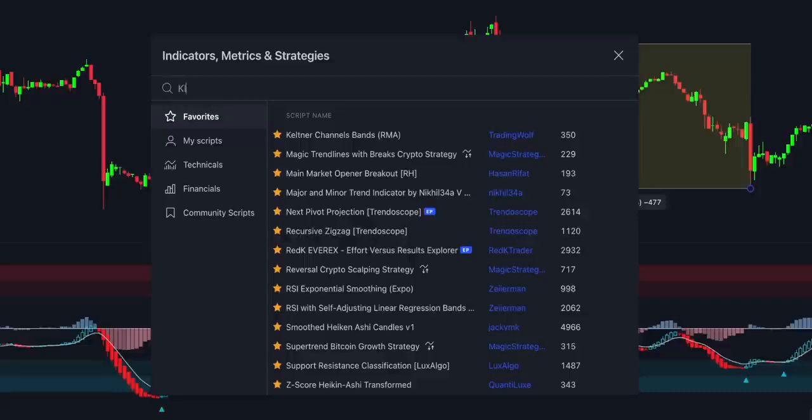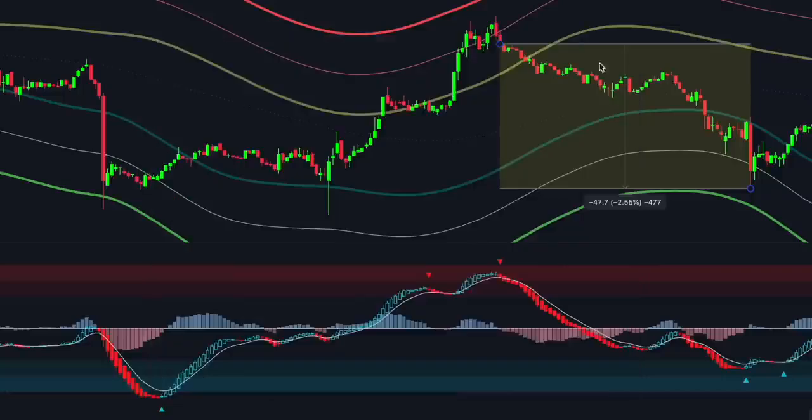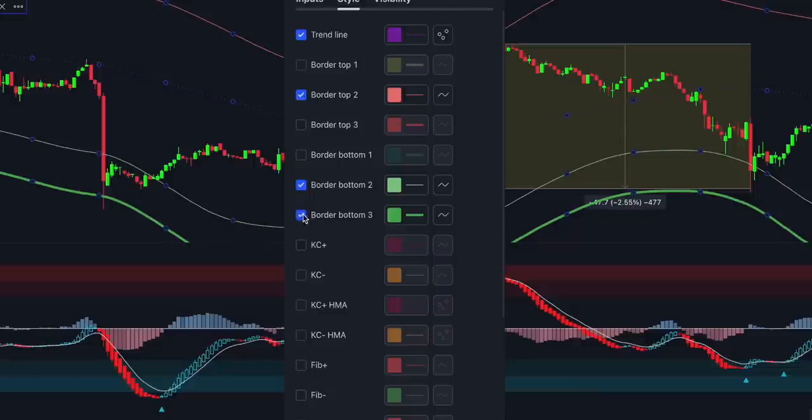This tool is called the Kirill channel. Once installed on the chart, open its settings and disable the border top 1 and 3 and border bottom 1 and 3. This channel is similar to Bollinger Bands, but more precise.